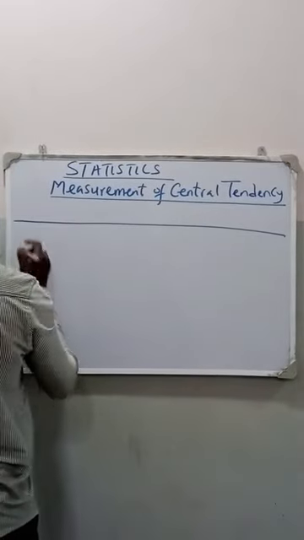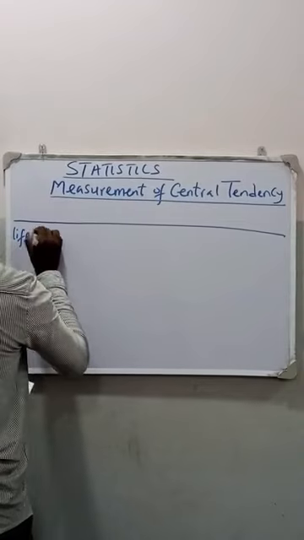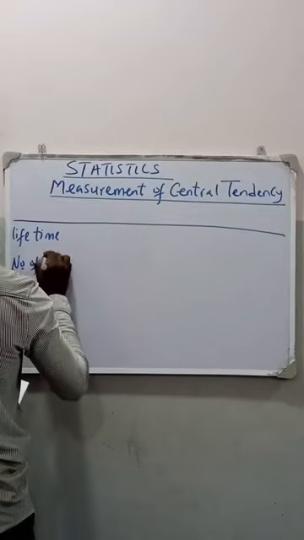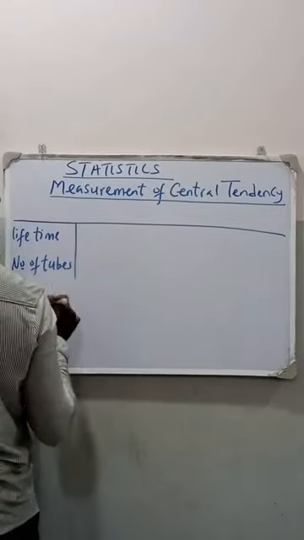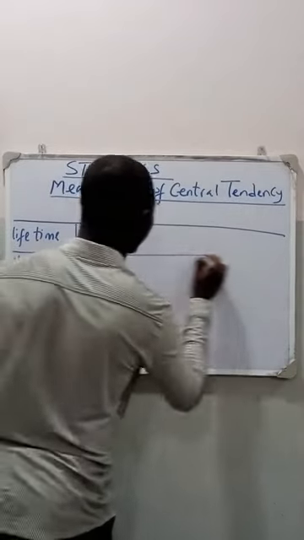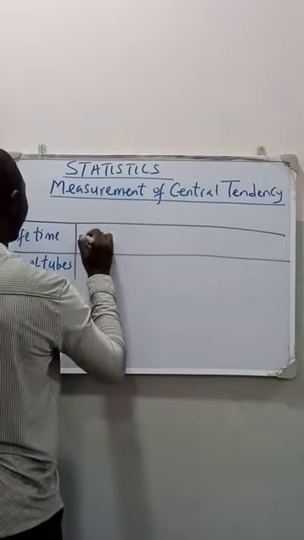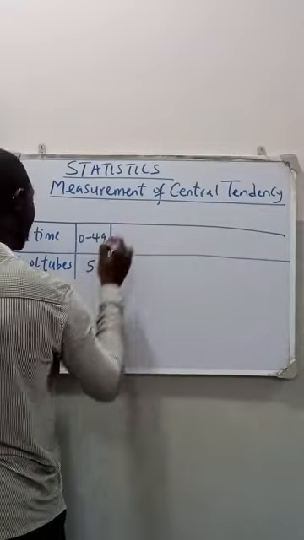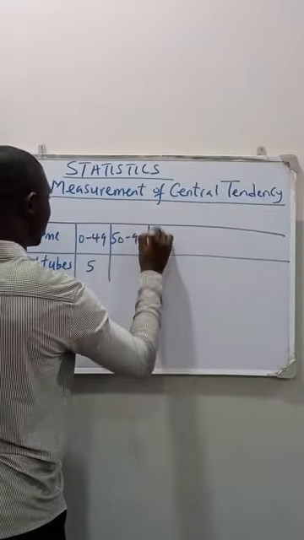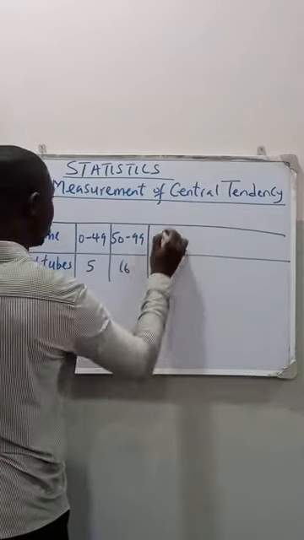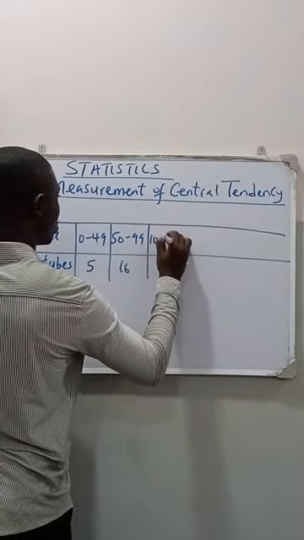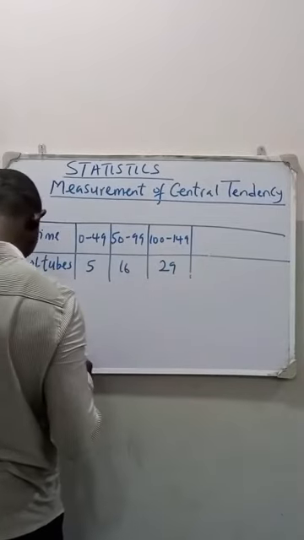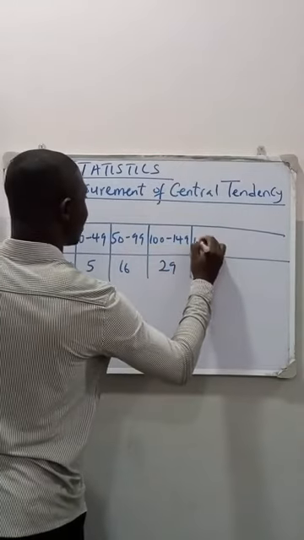Let's look at this table containing lifetime and number of tubes. The first one we have is 0 to 49. This is 5, followed by 50 to 99. This is 16, followed by 100 to 149. This is 29, followed by 150 to 199.